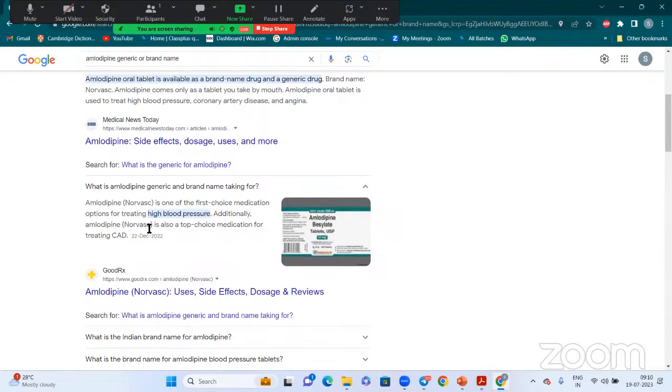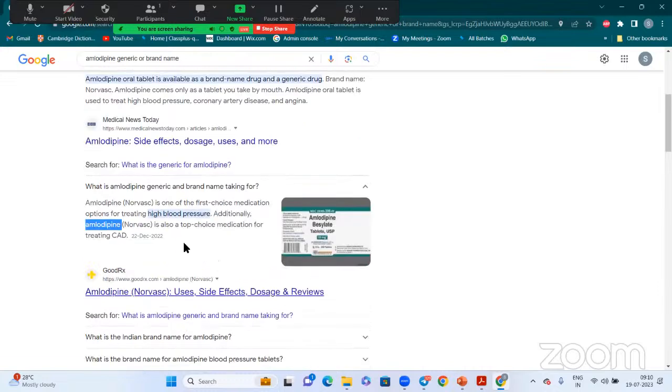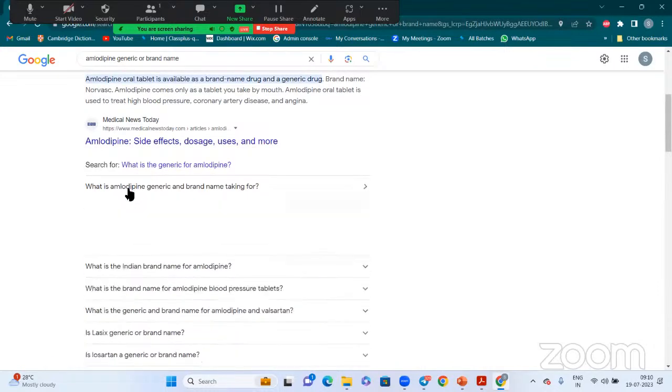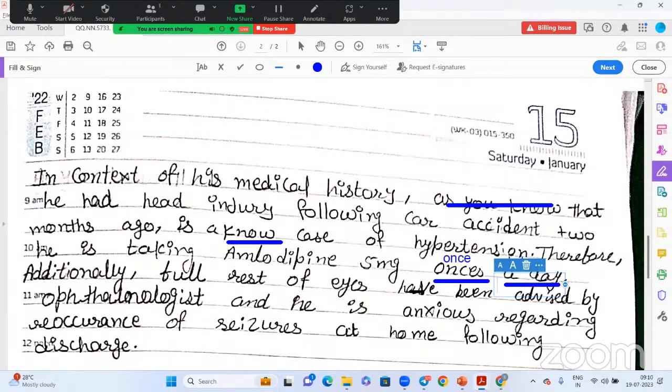So Norvasc is, see, amlodipine is written in small letters everywhere. Only in the beginning of the sentence capital letter, otherwise small letter. Amlodipine, see, it is a generic name, not a brand name, so no need to write a capital letter. Norvasc is the brand name. Amlodipine.